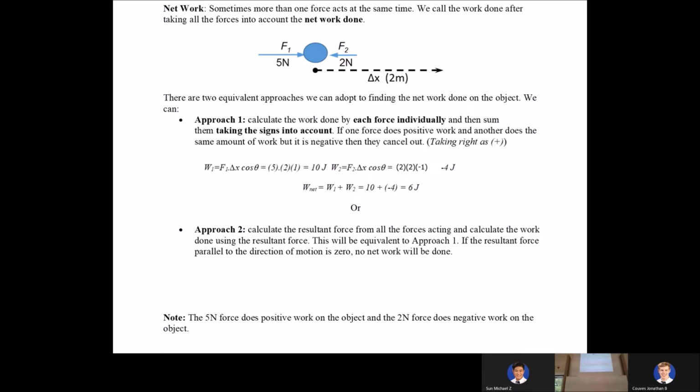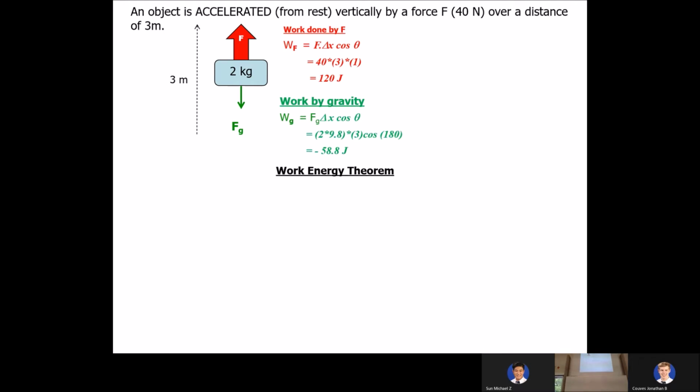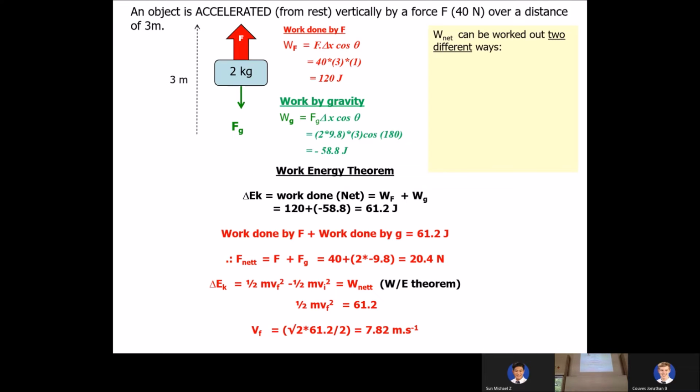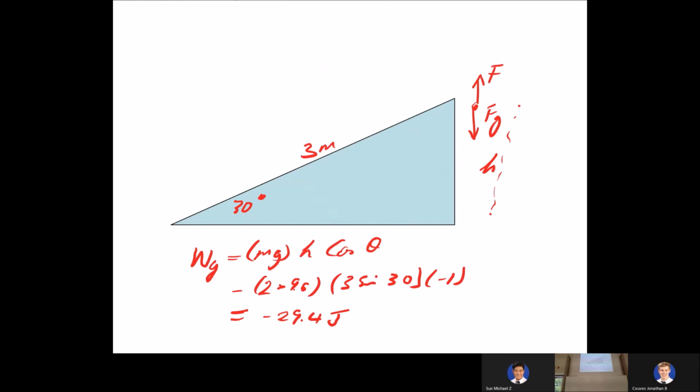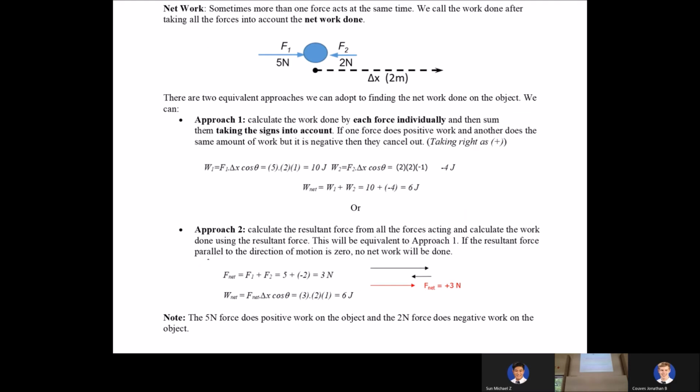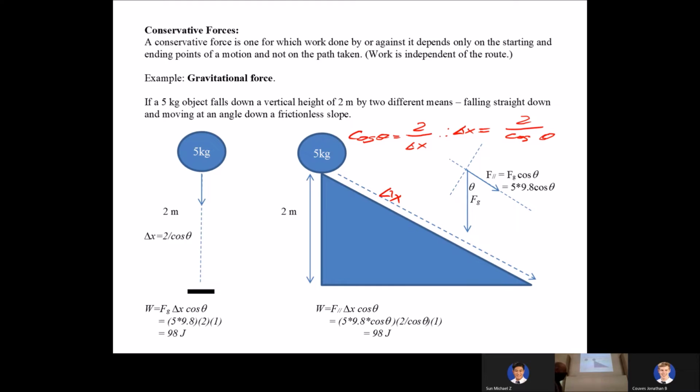And then remember the object moved up. If you go from here to there, aren't you rising up this height? So you're going up, and gravity was down, 180 degrees. So the 5 Newton force is doing positive work on the object, and the 2 Newton force is doing negative work. Okay, this one is done for you.